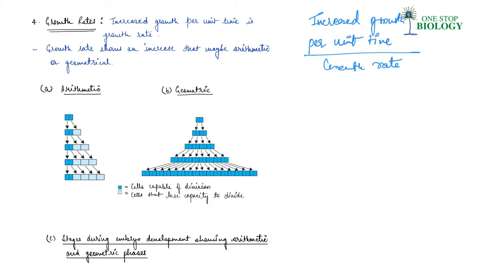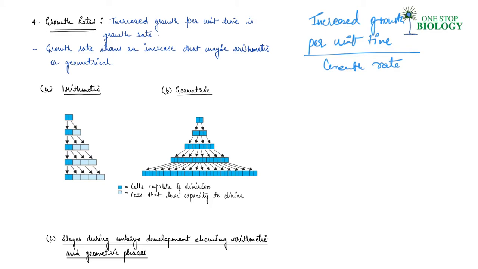Now, an organism, or a part of an organism, can produce more cells in a variety of ways. We already understand that. The growth rate shows an increase that may be arithmetic or geometric. So we understand both types of growth rates, arithmetic and geometrical. Let's understand arithmetic growth rate first. In arithmetic growth, following the mitotic cell division, one daughter cell continues to divide while the other differentiates and matures.